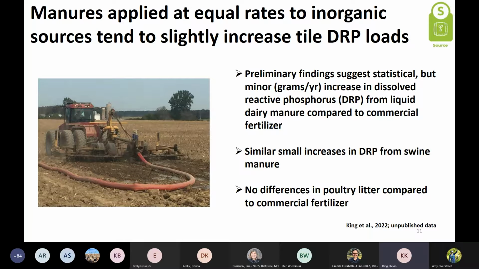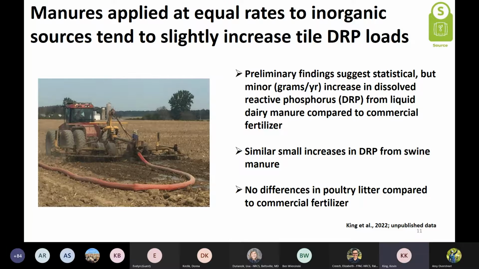Taken collectively with the liquid dairy manure study previously highlighted, we can say that the use of organic sources, when applied at equal P rates to commercial sources, creates a slight increased potential in dissolved reactive phosphorus loss to tile drainage at the field scale, but these upward trends were not statistically significant in all cases.